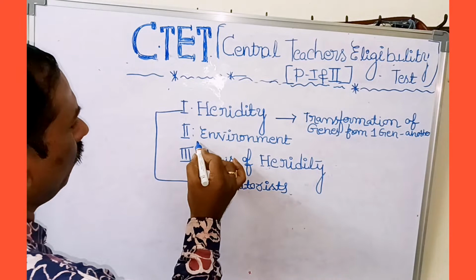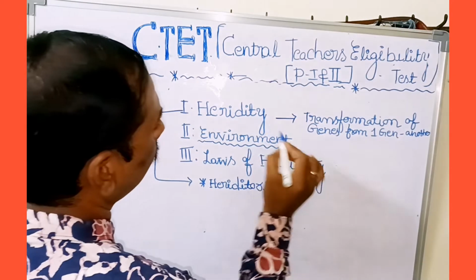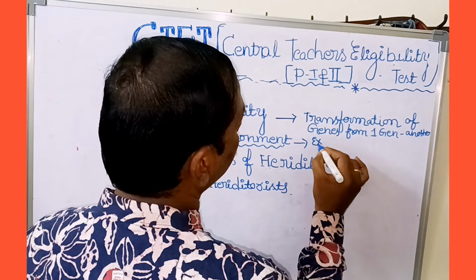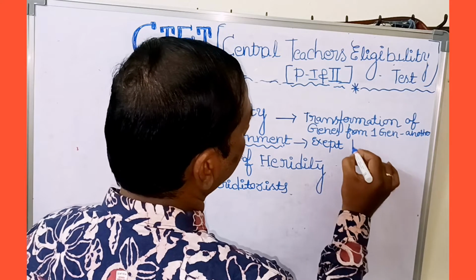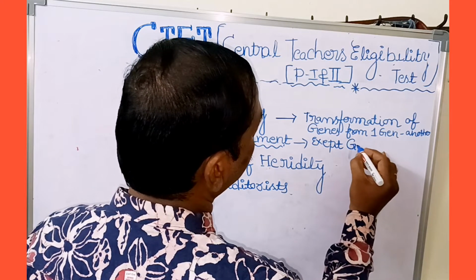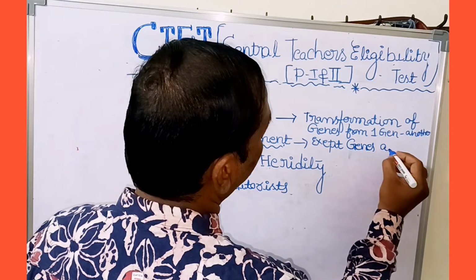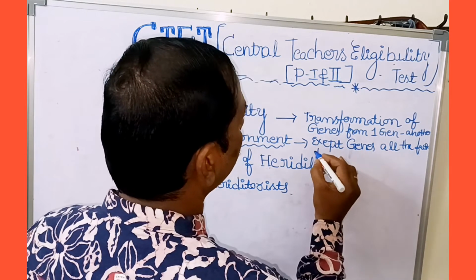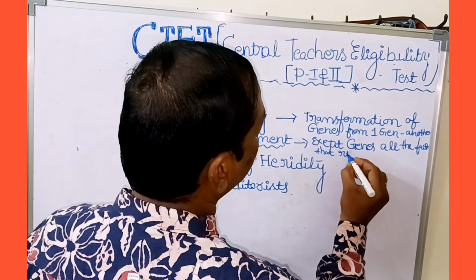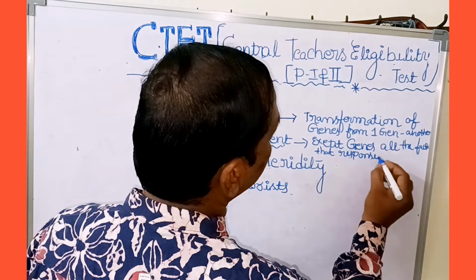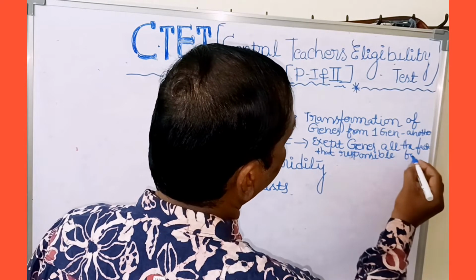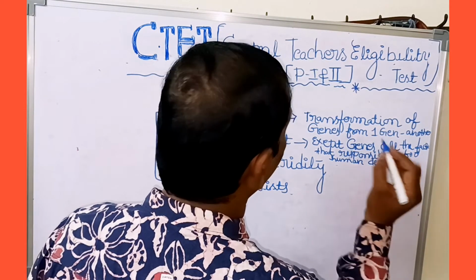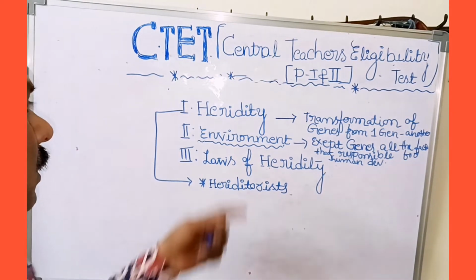And next one is environment. Environment is nothing but except genes, all the factors that are responsible for human development, that is known as environment.